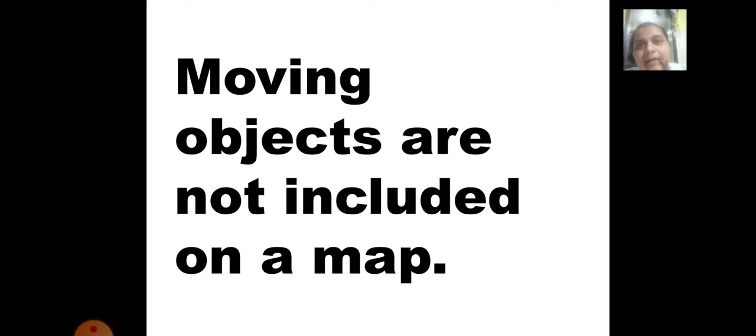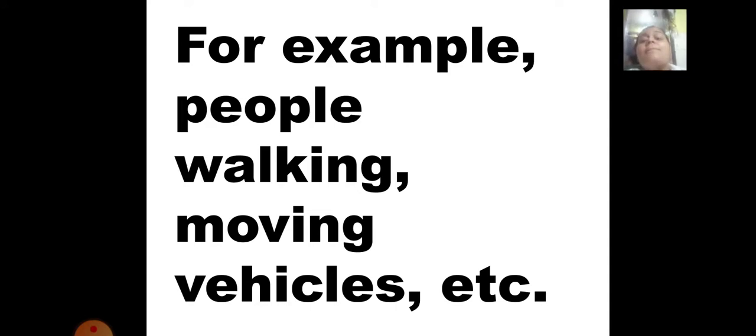Now, a school building. Is a school building a movable object? No. It is standing still at a particular place. Unless it gets constructed again or shifts to some other place, it is there in that particular place. So moving objects are never shown on the map. For example, people walking. People are not still at one place, they move, they have to go from one place to another. Then moving vehicles, as I told you, also cannot be included in the map. So moving things cannot be shown on the map.